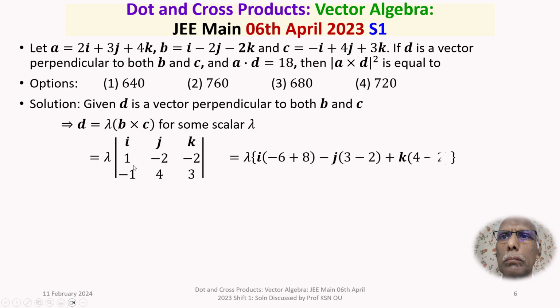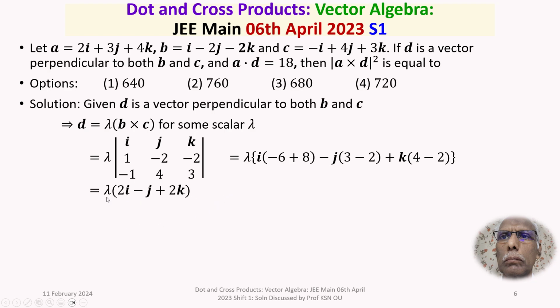Now that is equal to lambda into, for B cross C we have written the determinant ijk, and the second row is the components of B, the third row are the components of C. And expanding by means of the first row we get this. Simplifying we'll get lambda times 2i minus j plus 2k.